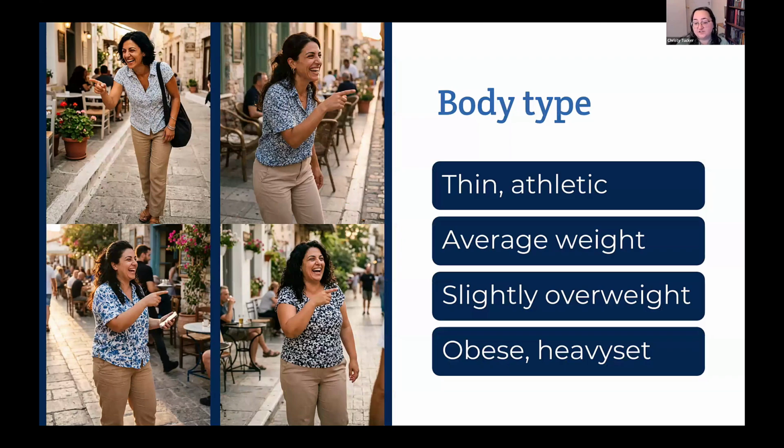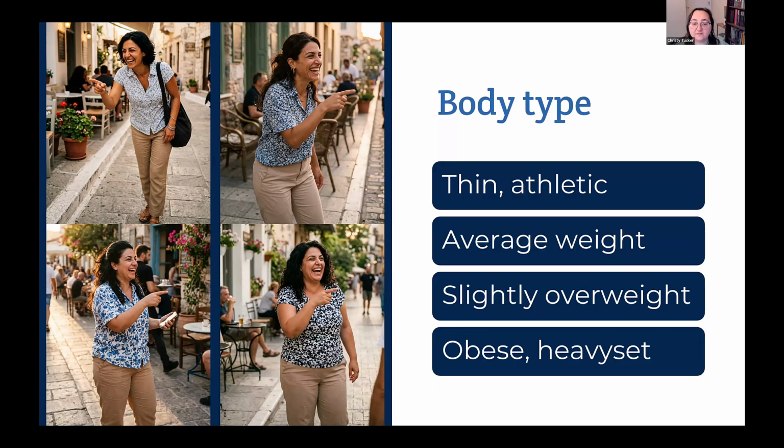Body type. AI images, like stock images, tend towards slender body types. Adding average weight or slightly overweight can help counter some of that. I basically did the same prompt here and just changed the body type to see what I got as a comparison. Even the obese heavy set here, I would probably need to go a little further on to try to get a better prompt.